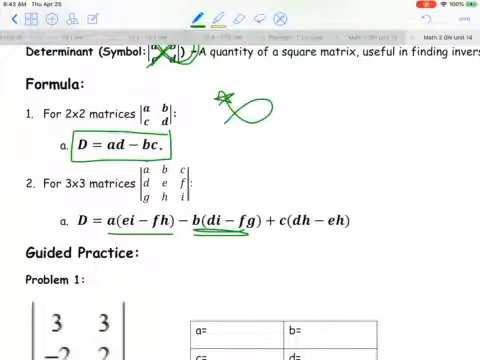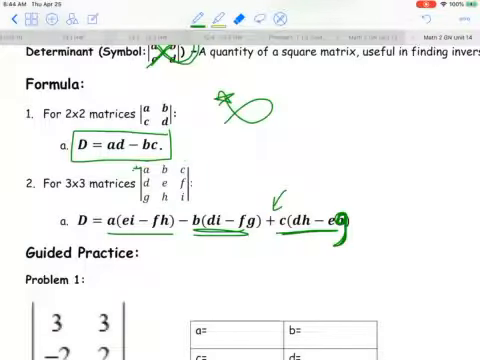So C, so this is positive, B is negative, C is back to positive. And again, skip that part and do fish. DH minus EG. I have a typo right there. Make sure you fix that. That's a G. Okay. Besides the typo, that's all good.